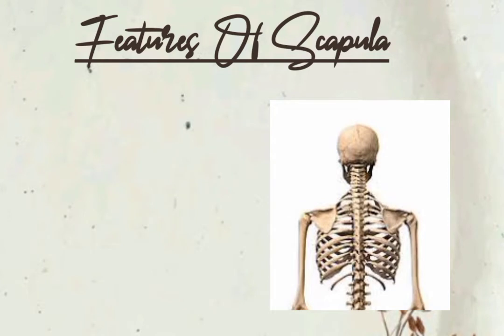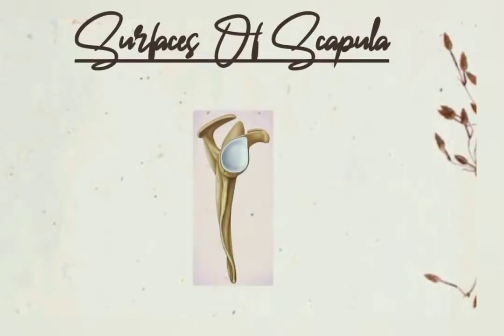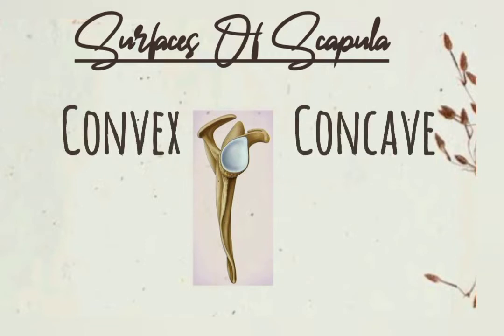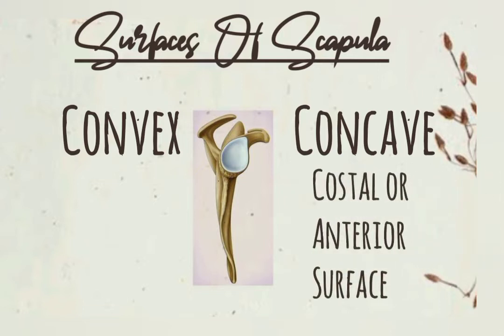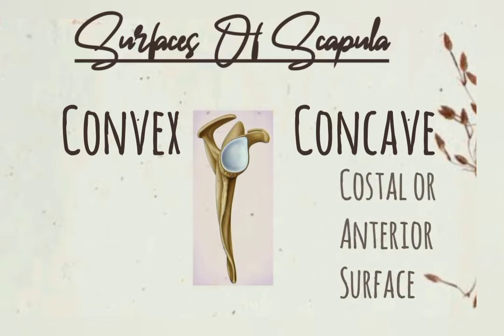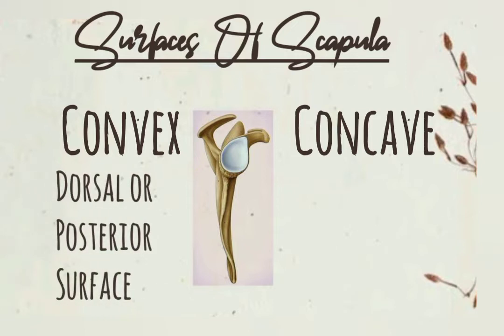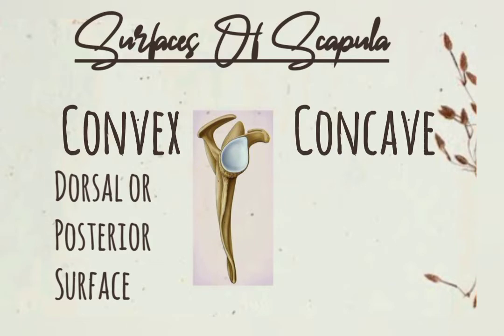It would be easy for you to understand the osteology of a bone if you have a bone in your hand, so you can see and feel the landmarks which I am talking about in a more meaningful and memorable way. If we take a look from the lateral side on the scapula, you can see that there is a concave surface and a convex surface. The concave surface is called the costal surface or the anterior surface, while the convex surface is called the dorsal surface or the posterior surface, which is facing toward the back side of the body.